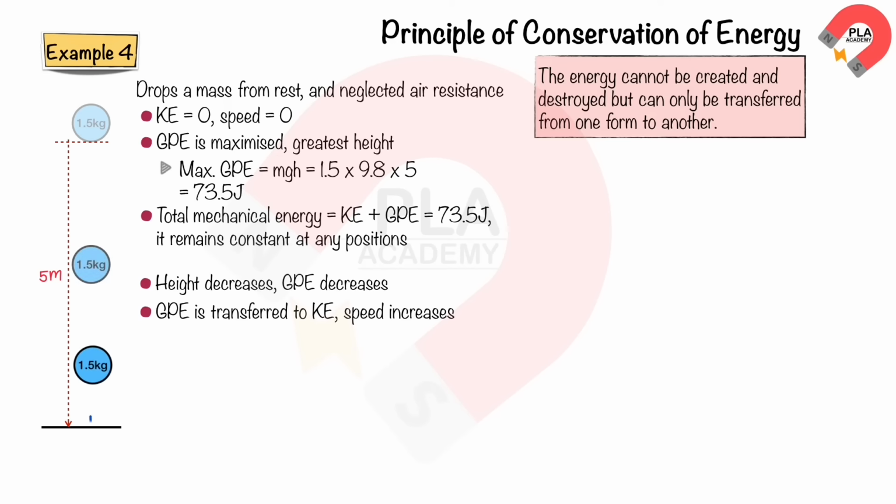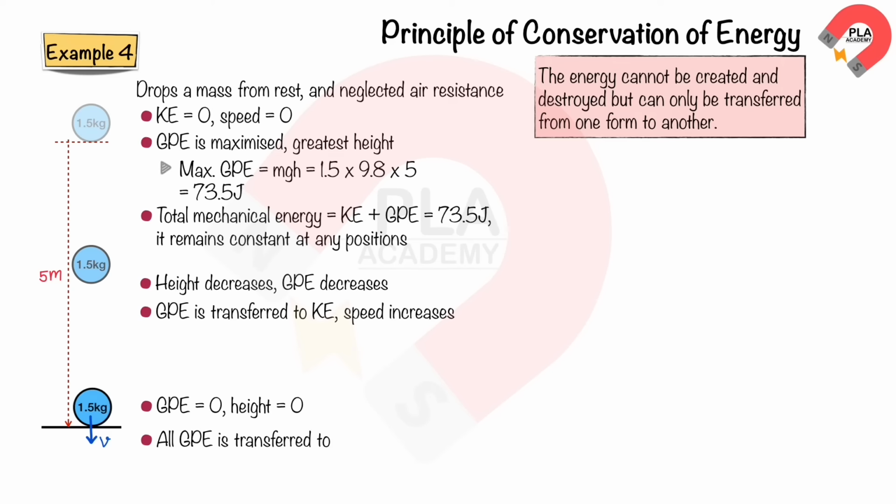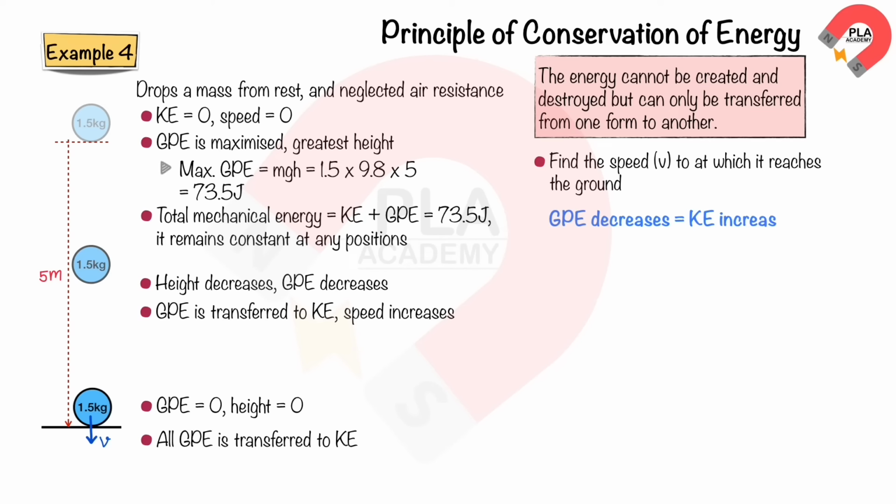When the mass reaches the ground with a speed, v, its gravitational potential energy becomes zero since the height is zero. At this point, all gravitational potential energy has been transferred to kinetic energy. To find the speed, v, at which it reaches the ground, we can apply the principle of conservation of energy. The decrease in gravitational potential energy is equal to the increase in kinetic energy.